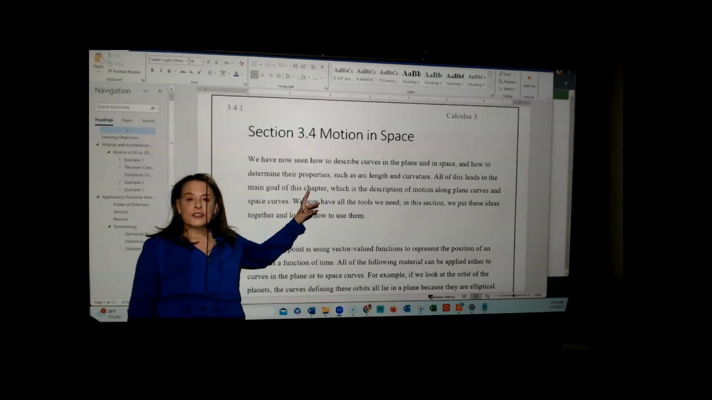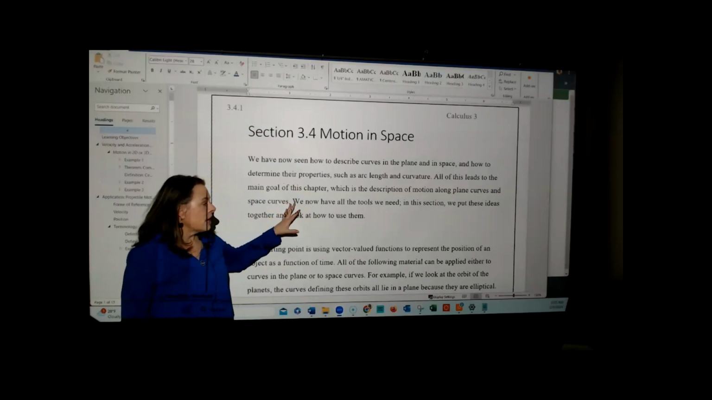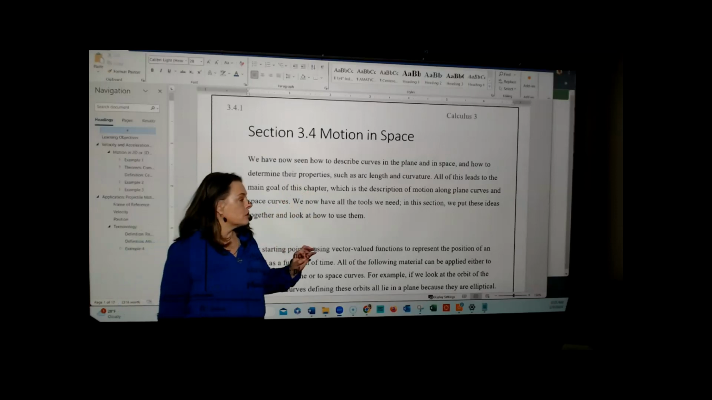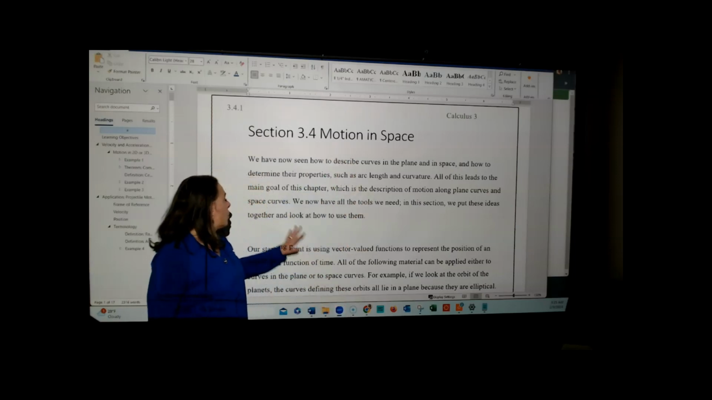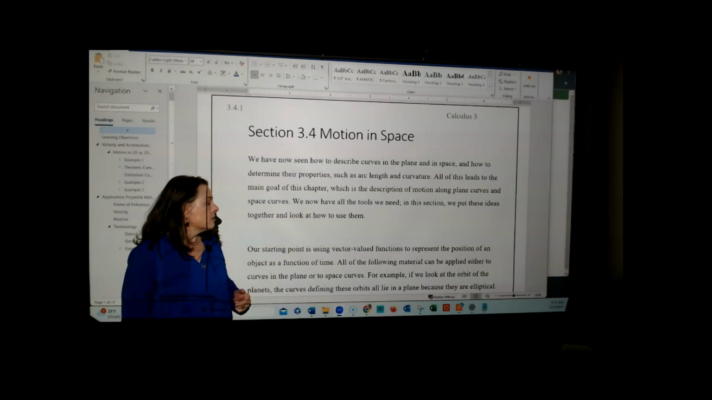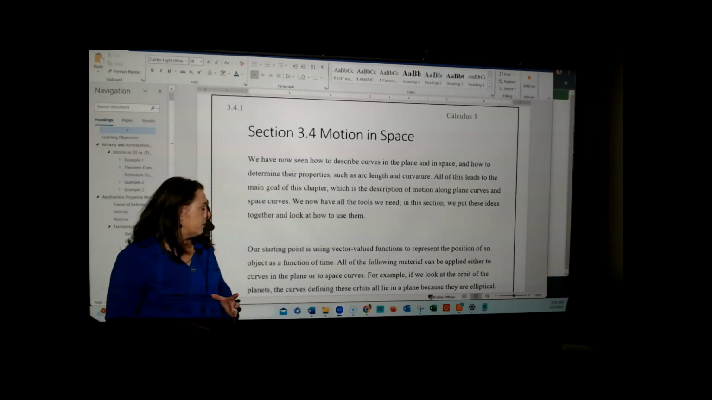And all of this leads to the primary goal of this particular chapter, which is the description of motion along either a plane curve in a two-dimensional space or along a space curve in three-dimensional space. We have all the tools we need. We're just going to need to put them all together.